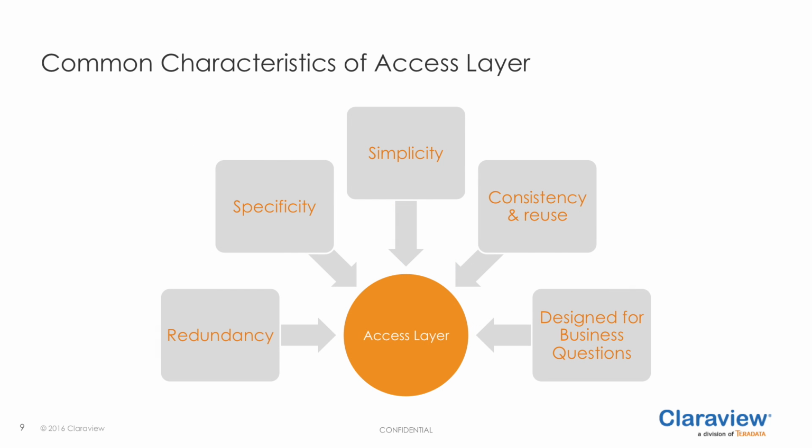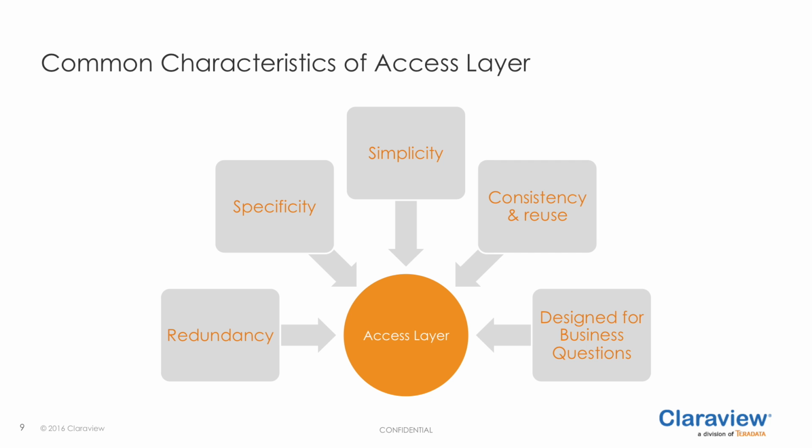Let's look at some common characteristics of the access layer. It's redundant. When we looked at our integrated data layer, we might have a customer dimension where we store the first name and last name separately. However, within the access layer, we can meet the business need for a full name entity that concatenates first name and last name. We can hold all three of those within the access layer.